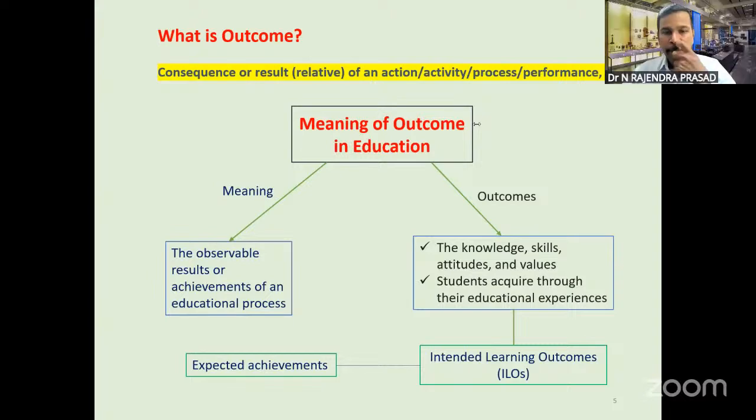Sorry. Okay. So outcome can be defined as a relative terminology. It is a consequence of an action or an activity or a process or a performance. If a student is performing an experiment in the laboratory, or if a student is taken on a visit to a zoo or an industry, it may be an industry tour, it may be field work, it may be an internship, whatever it is.